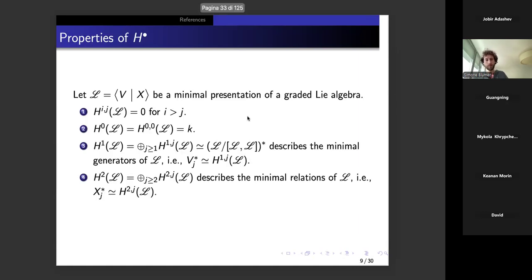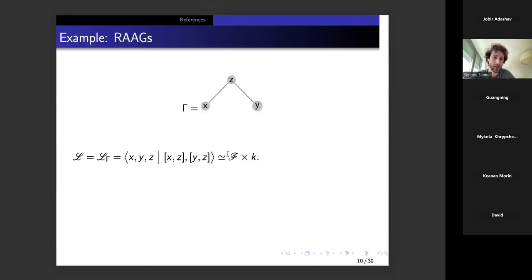Okay, so we want to see some examples, and we take our favorite Lie algebras, which are now right-angled Artin Lie algebras, for which things are really easy. And in fact, we again take this graph here, this line of length 2, and we want to compute its first cohomology group. But we know that the first cohomology group is related to the number of generators of the Lie algebra.